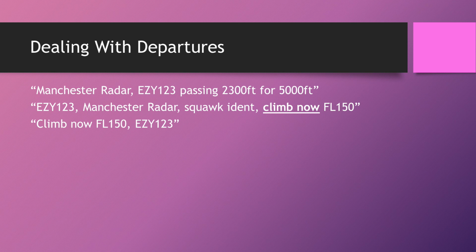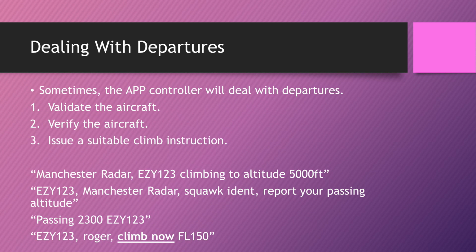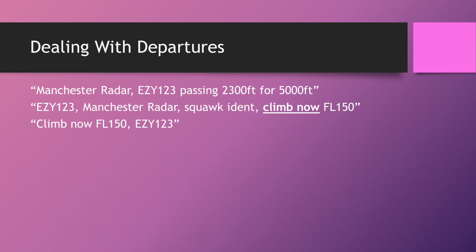So again: climb now, flight level 150. The aircraft will read that back: climb now, flight level 150, Easy123. As you can see, if I switch back to the previous slide, you've got 4 transmissions there, and they've only got 3. So if the pilot reports a passing altitude like they're meant to, you end up with less RT, but sometimes they don't, so you may need an extra transmission.